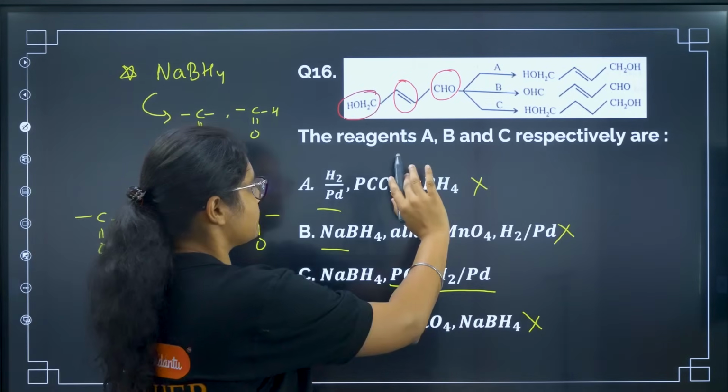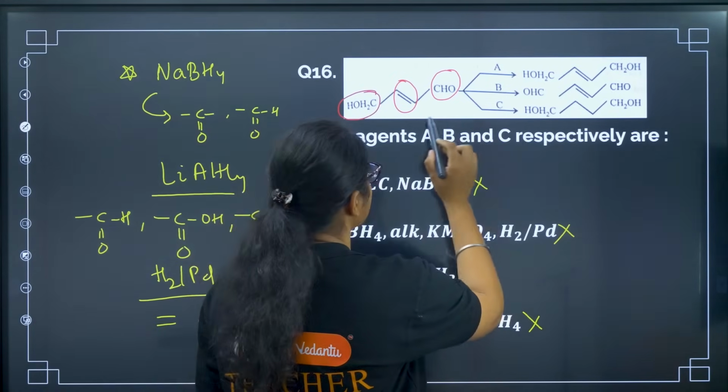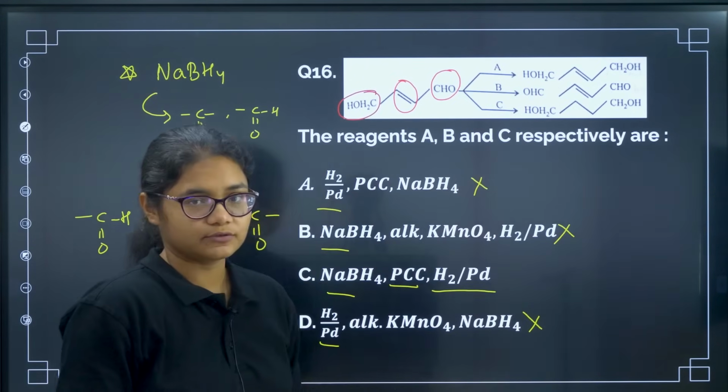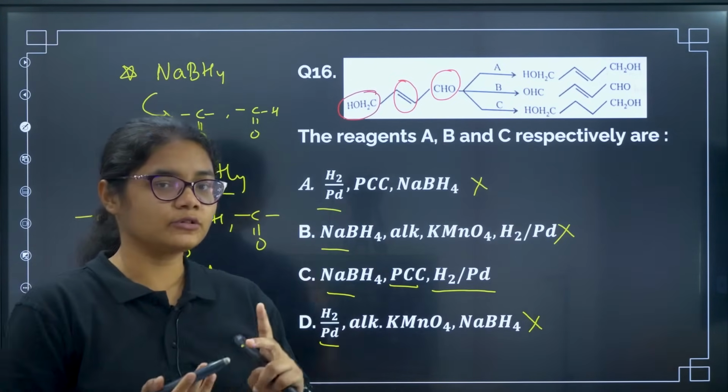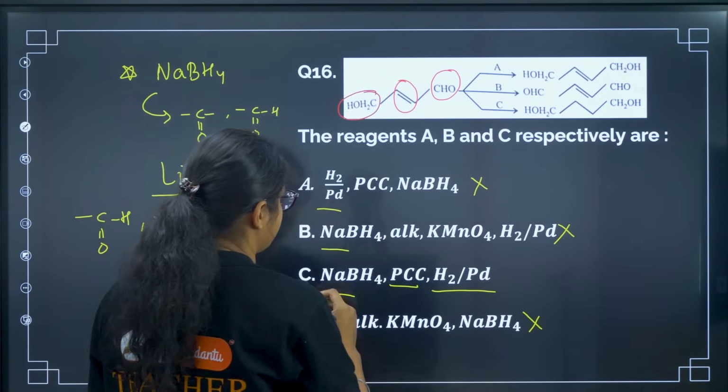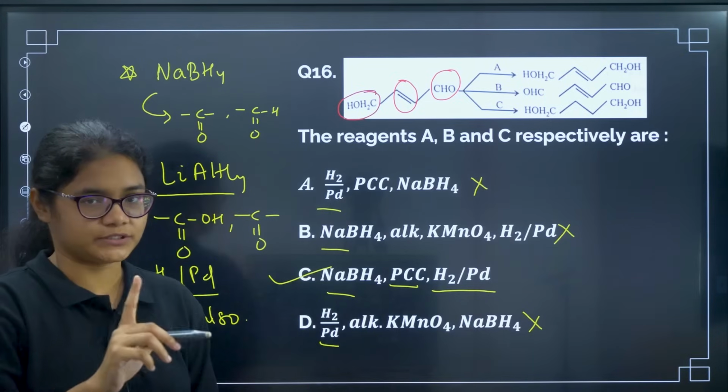Now you see the third option. In the third one, what has happened? This double bond is reduced and this carbonyl group is also reduced. So which can reduce both? That is hydrogen and palladium. So the last one, C, will be hydrogen and palladium. So the correct answer for this question is option number C.